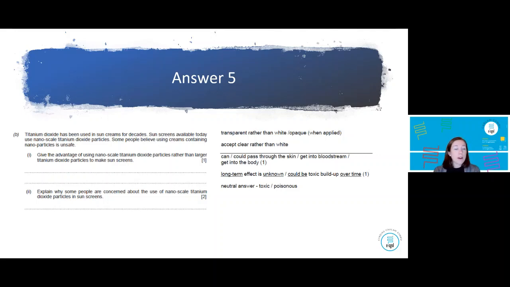And then finally, why are some people concerned about the use of nanoscale titanium dioxide particles? Well, it can or could pass through the skin, get into the bloodstream, get into the body, so something along those lines. And also, long-term effect is unknown, okay? Could be toxic buildup over time. We don't know this, okay? Toxic and poisonous is also mentioned there.